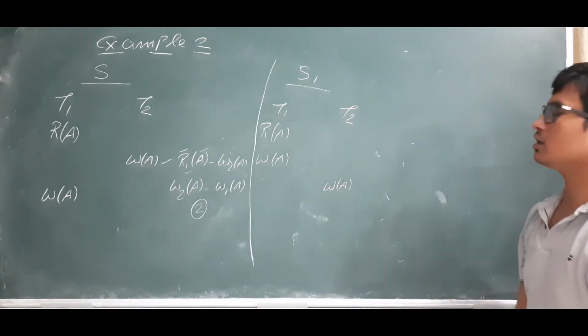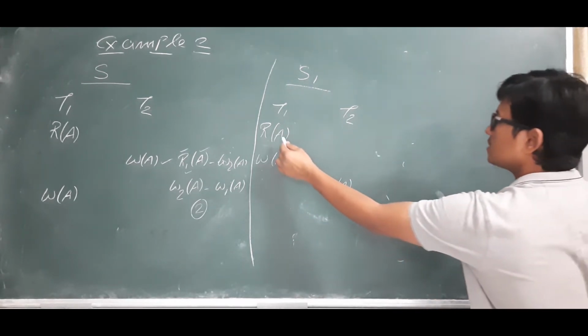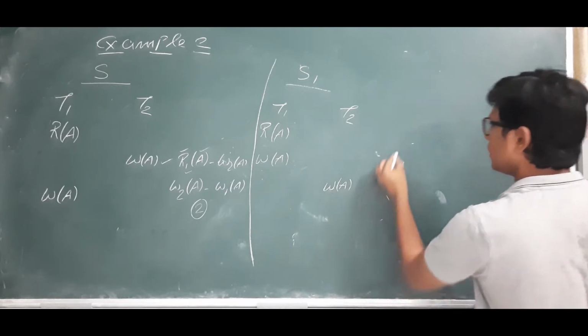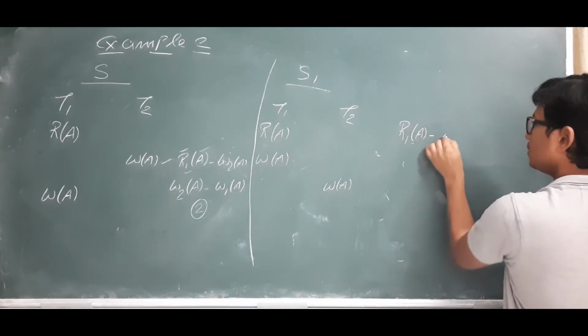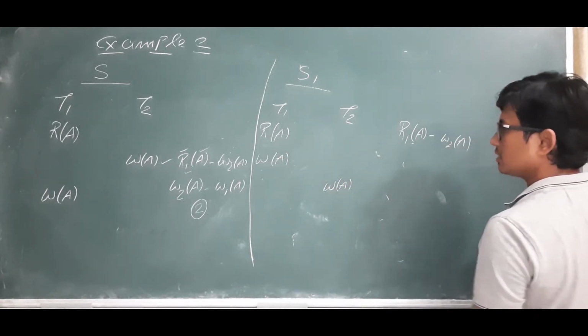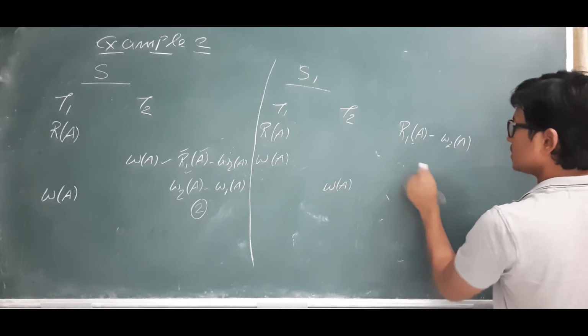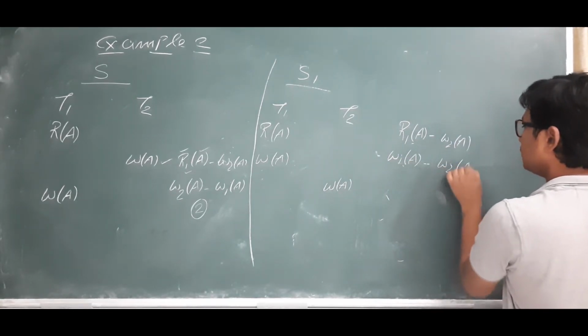Now we will check what conflict operations are possible in S1. Okay, what is that one? Read A, write A. Yes, R1 of A to W2 of A. This is one conflict operation. Then the next conflict operation is W1 of A to W2 of A.